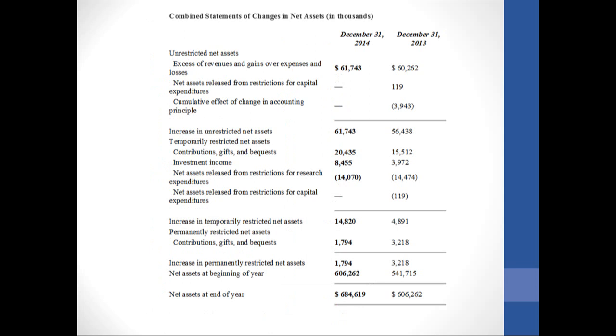The next statement is the combined statement of changes in net assets. This statement explains the changes in net assets during the year. Donations would be included in this statement instead of the statement of operations due to accounting standard rules and the restrictions placed on most donations.